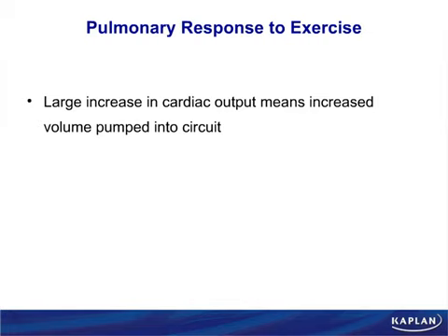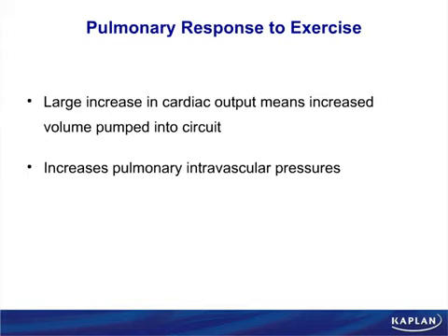Exercise. Beautiful example to work with the pulmonary circulation. We've got a big increase in cardiac output. Well, that means a big increase in the volume of blood pumped into the pulmonary circulation. The entire cardiac output goes there. This, if nothing changed resistance-wise, would cause large increases in intravascular pressures in the pulmonary circulation. Cardiac output can go up 3, 4, 5-fold. Some of these elite endurance athletes have shown cardiac output increasing 8-fold. It's a huge increase in output.